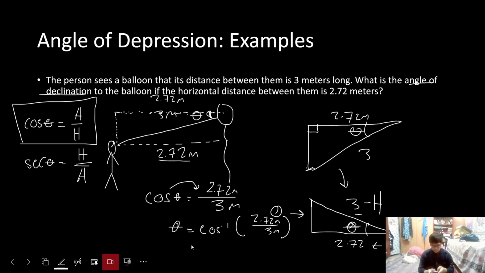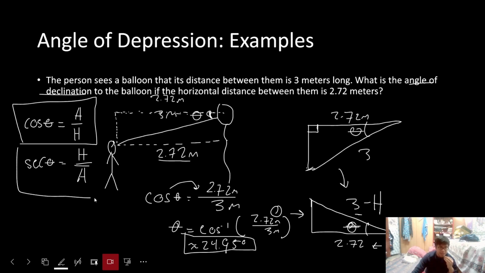So 2.72 all over 3 will give you, at two decimal places, 24.95 degrees. So this is almost 25 degrees basically. But yes, the angle of depression is 24.95 degrees. That's your answer. That is the angle of depression here.